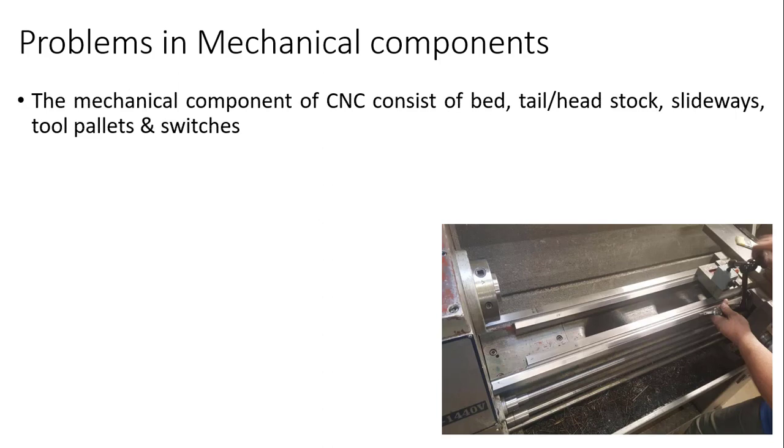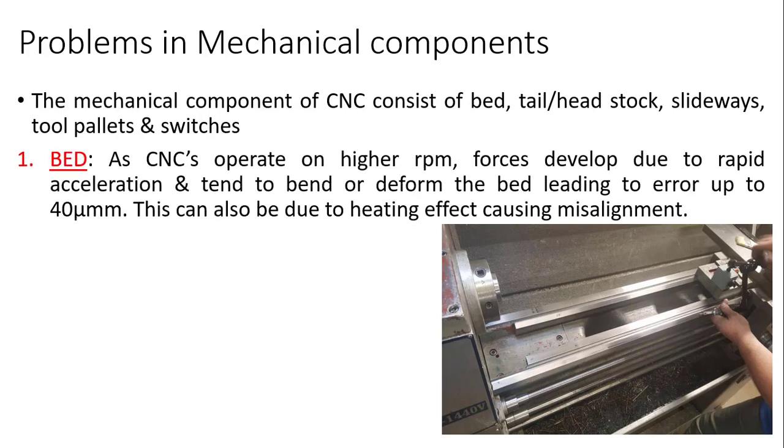There are different types of mechanical components used in the machine, like headstock, tailstock, slideways, tool pallets and switches. So there is a variety. What common problems do we face in the beds? Why are we facing problems in beds? Because the bed is handling lots of forces. So there may be some deformation or some bend in the bed. Secondly, it has to take heavier forces as well as the temperatures because of the friction of cutting.